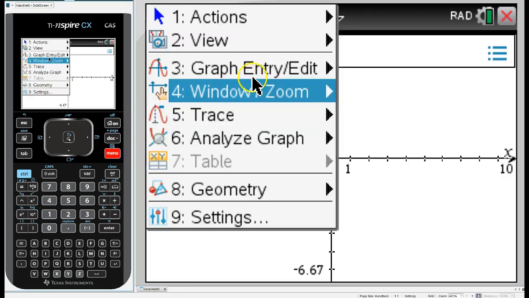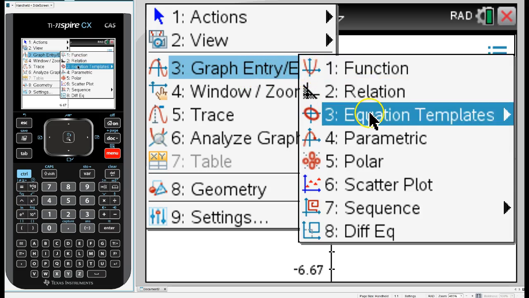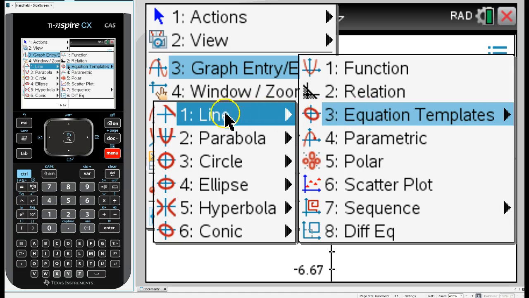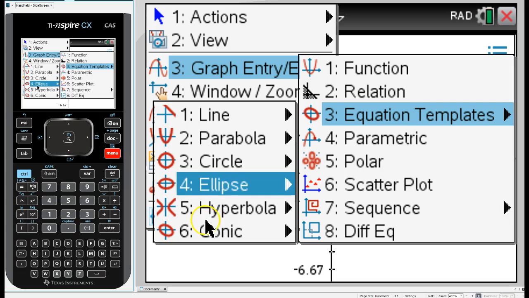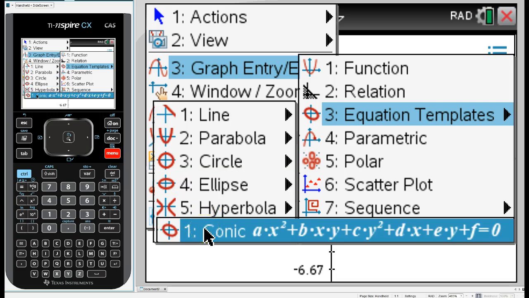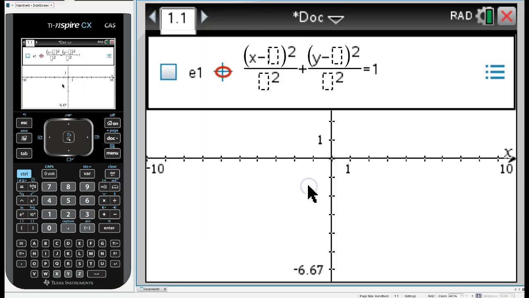So the thing I need to do here is change my graph entry edit mode, and I'm going to go to equation templates, and look at that. We have all the conic sections here. In fact, you can graph a general conic, which we won't bother talking about right now. We'll use the built-in template for an ellipse. So I'm going to go ahead and select that.